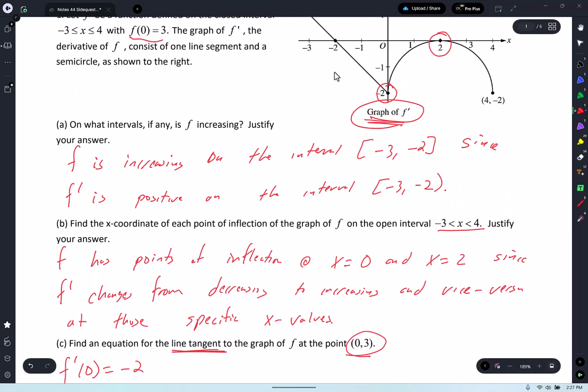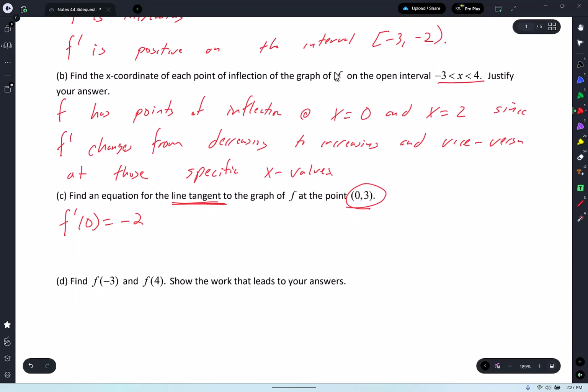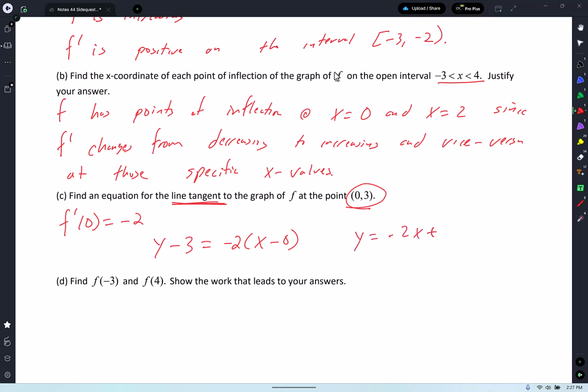So that's probably a point right there. See, f prime of 0 is -2. Look, there it is, 0, -2. And then here's my point. So y minus 3 equals -2 times x minus 0, which I guess you could leave like that, but this one's simple enough that you can just go y equals -2x plus 3. And there it is, done. Are we okay? All right.